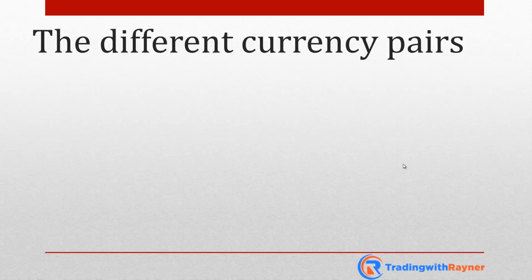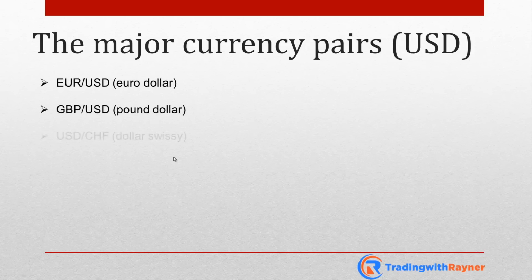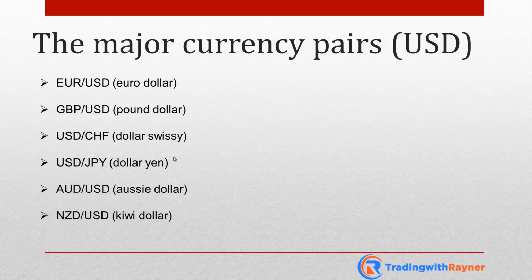There are three broad currency pairs that you should be aware of, right? The major currency pairs, crosses, and exotic currency pairs. So the major currency pairs, right, are typically currency pairs that are the most liquid, right? And they have a dollar element to it. For example, euro dollar, pound dollar, dollar Swiss, dollar yen, Aussie dollar, and Kiwi dollar, and dollar loonie.